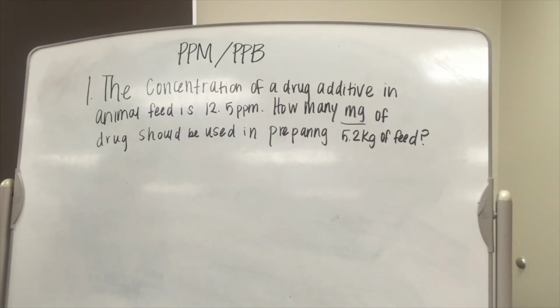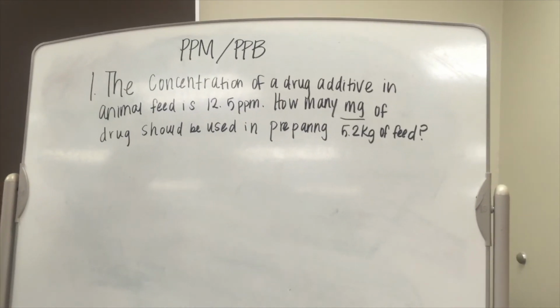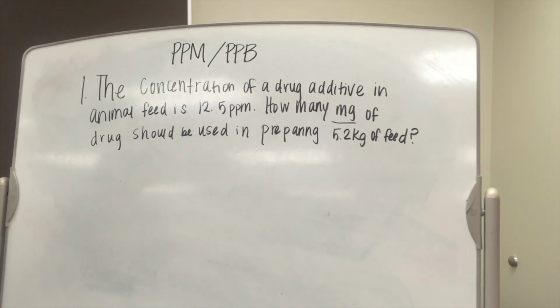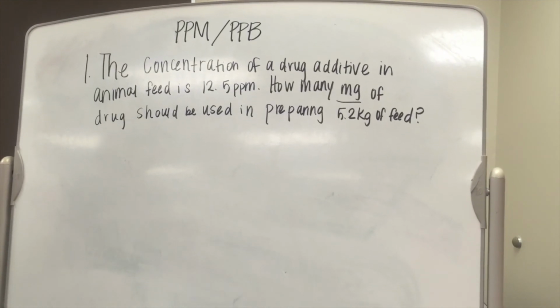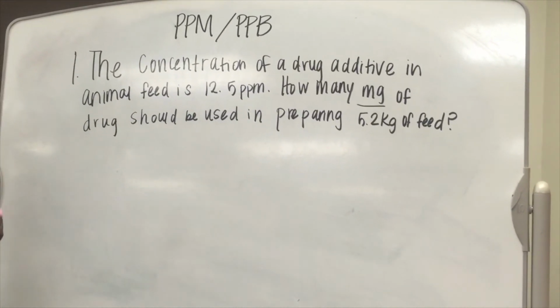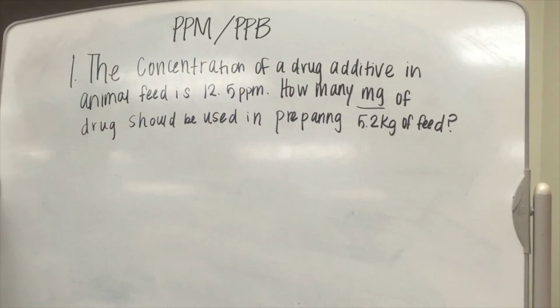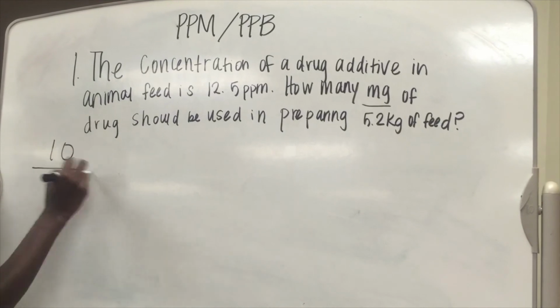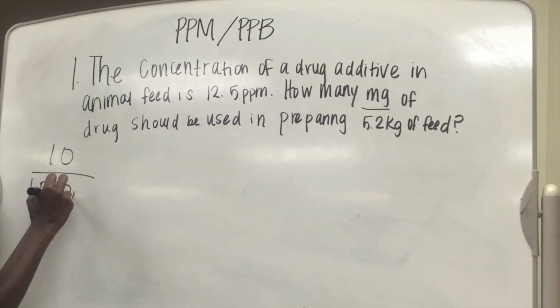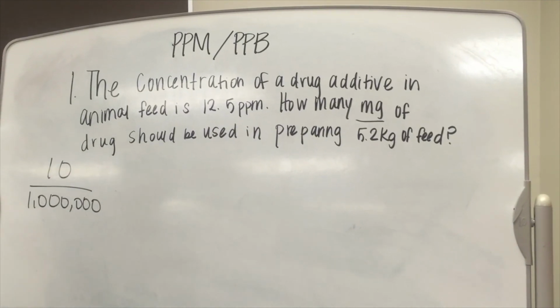Okay, the final and last topic we're going to discuss is parts per million and parts per billion. Before I get started, let's just talk about what parts per million means. Parts per million means exactly what it says, 1 part over a million. So for example, if it says 10 parts per million, that's 10 over a million. Likewise for parts per billion.